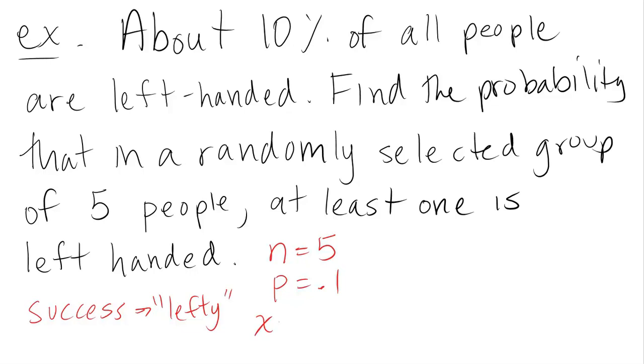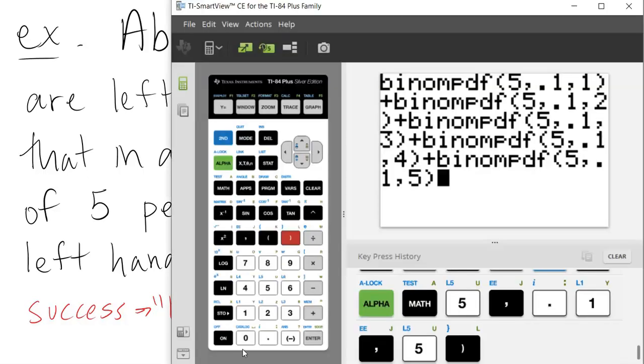And this time we have multiple cases. At least one means one or more. And the Binompdf calculator function isn't set up to take multiple inputs. We would have to do each of these cases independently. So we could type in the Binompdf inputs for all 5 of them like this. You can see I've got all 5 cases typed out, Binompdf 5, 0.1, 1, all the way up to 5, 0.1, 5. And we get an answer that's around 41%.